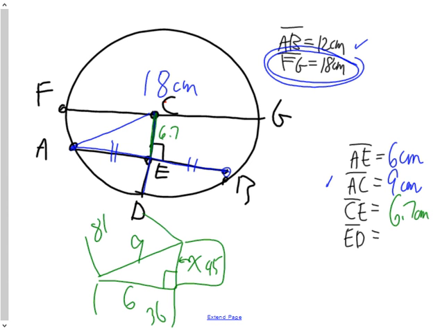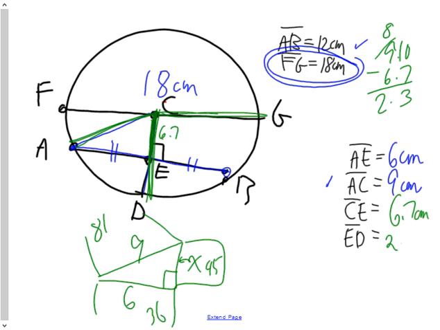And the last question says, how long is ED? Well, since this whole line right here is the same as this line and the same as this line because they're all radiuses, then we know that this whole CD is 9. And the 9 centimeter line, take away the 6.7 centimeter part, would be 2.3. Therefore, the remainder of that radius will be 2.3 centimeters long.